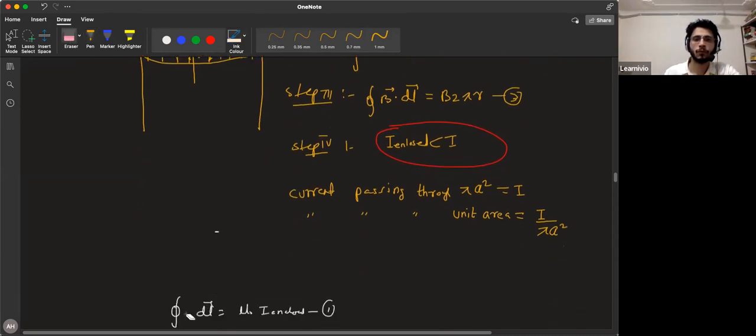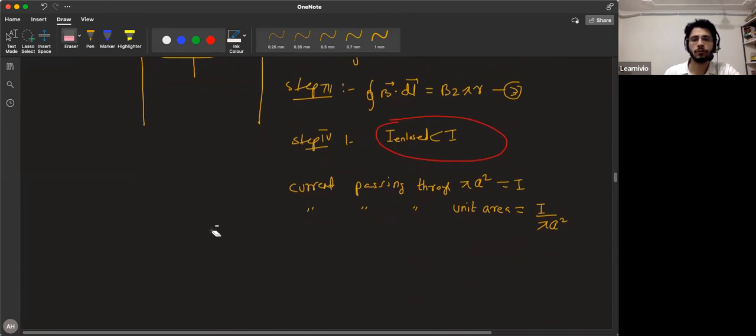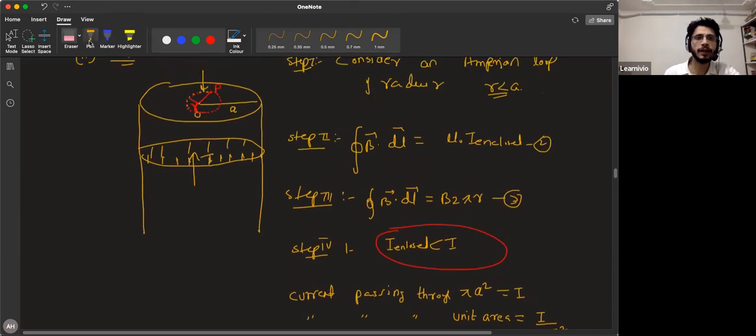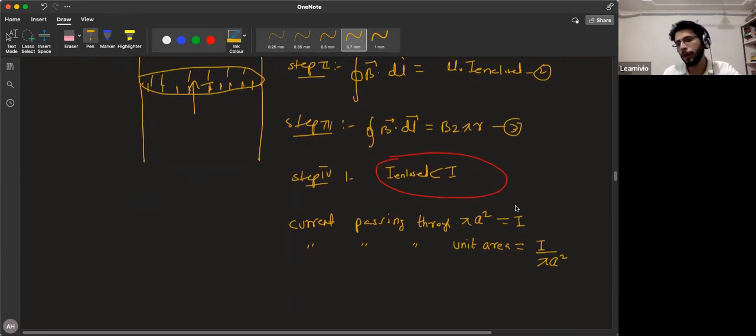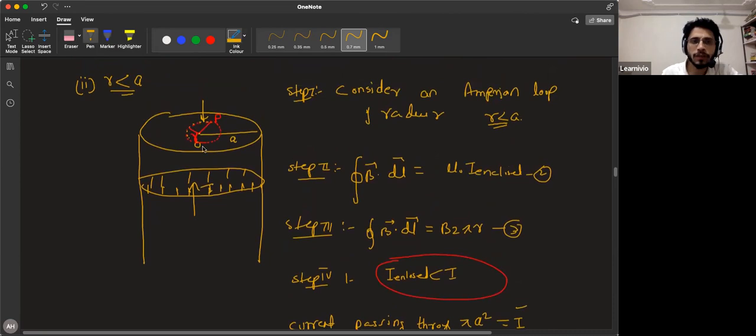Yes, sorry, can you repeat it? I'm asking, I enclosed is passing through which area? The total area of cross section of conductor is pi a square. Yes, sir, I current is passing through unit area, I by pi a square is passing. I'm just asking, what is the area of the Amperian loop? Area of Amperian loop. The radius is r.